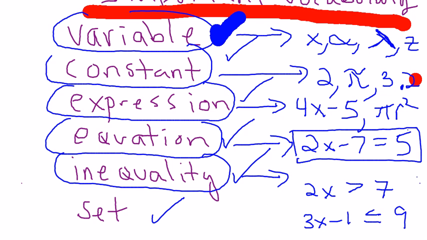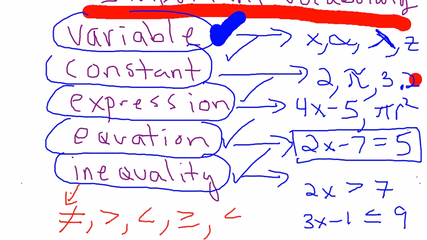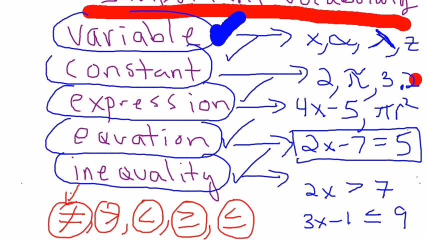What I'll really remind us of here is, note to self, be on the lookout for this symbol, the not equal to, this one, this one, this one, and this one. Again, this is your not equal to, your greater than, your less than, greater than or equal to, less than or equal to. If it contains one of those symbols, you have yourself an inequality.